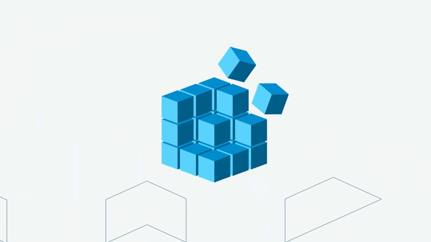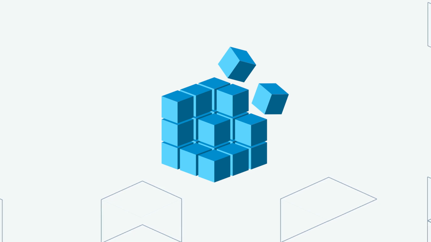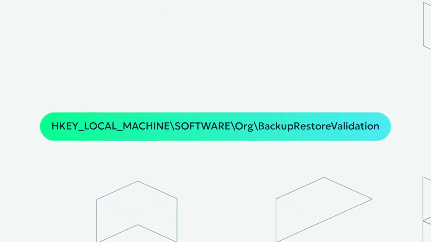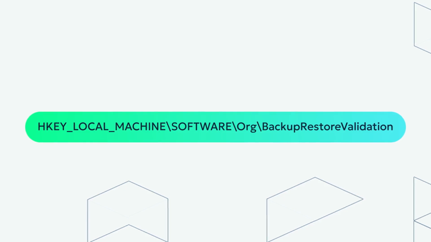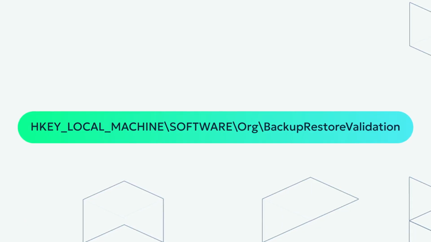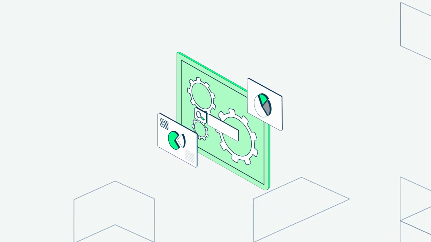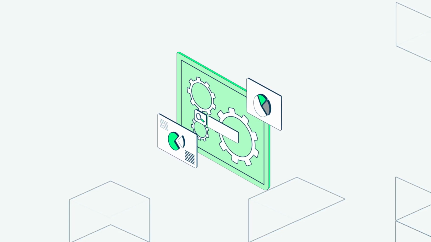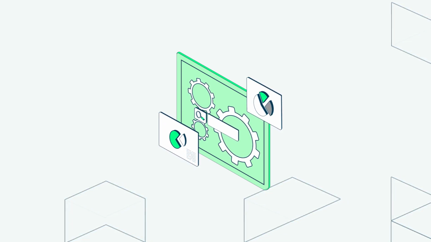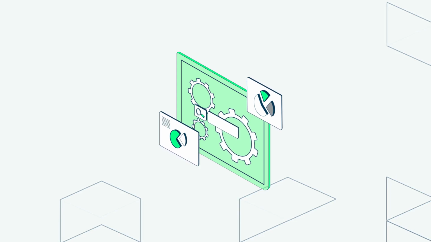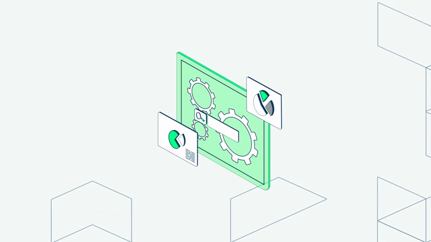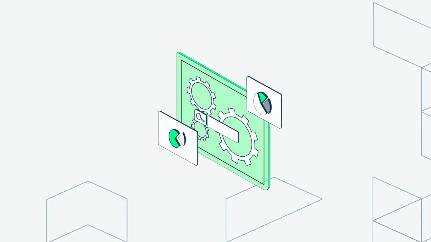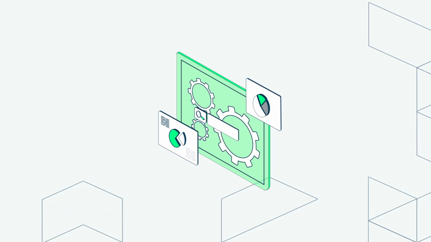For our third method, open Registry Editor and navigate to HKEY_LOCAL_MACHINE\SOFTWARE\Org\BackupRestoreValidation. Create and set LastRestoreTestDate and ToolUsed string values, and use automation tools to read keys and check for overdue tests, update values when tests are performed, and trigger alerts if testing is overdue.